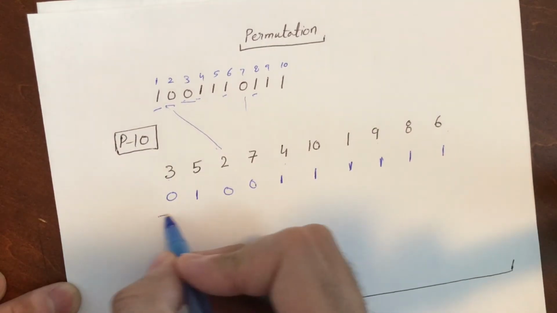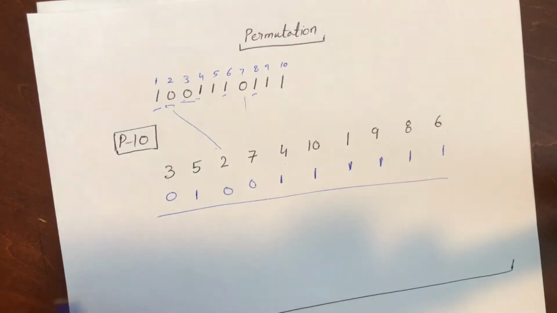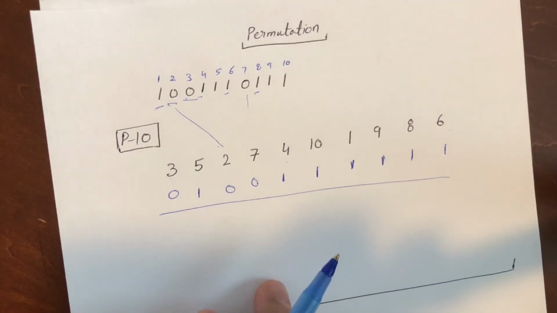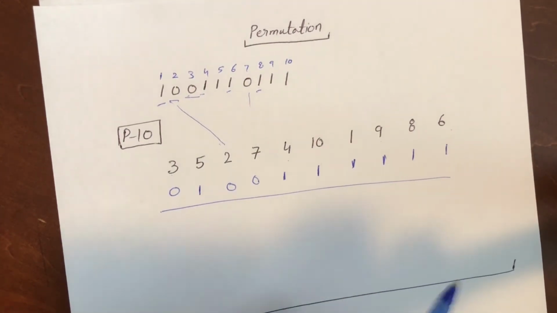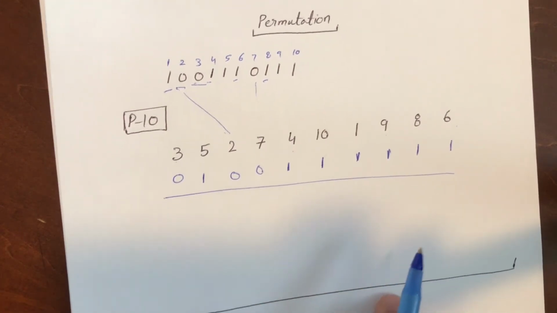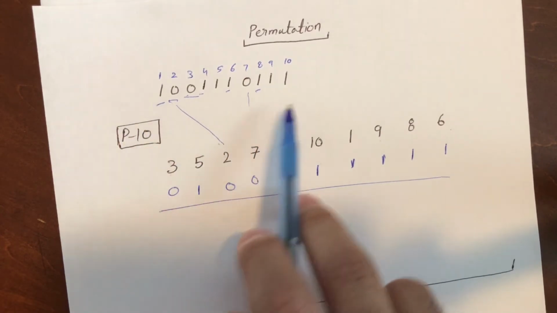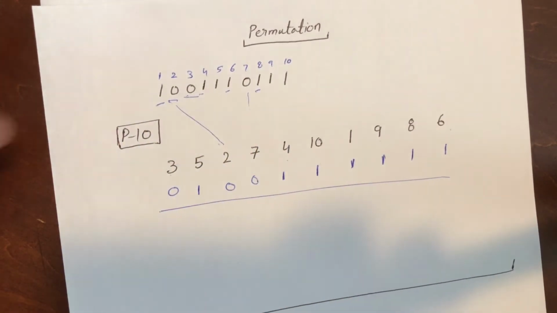So this is basically how we apply permutation, and that's the result of permutation. Please make sure you did it the right way. So what is permutation? We just rearrange the bits according to this pattern. That's what we call permutation.